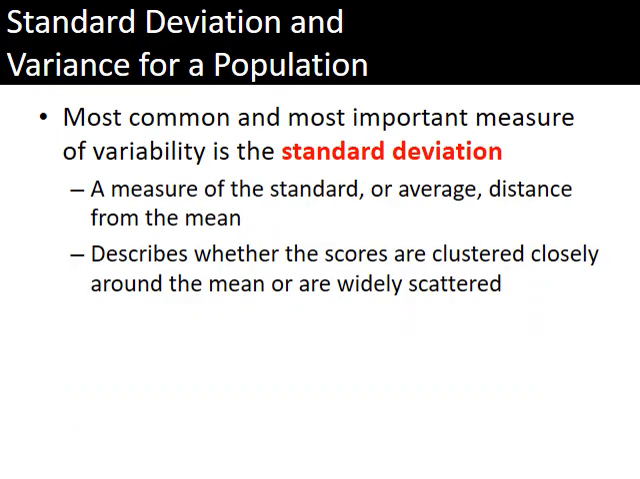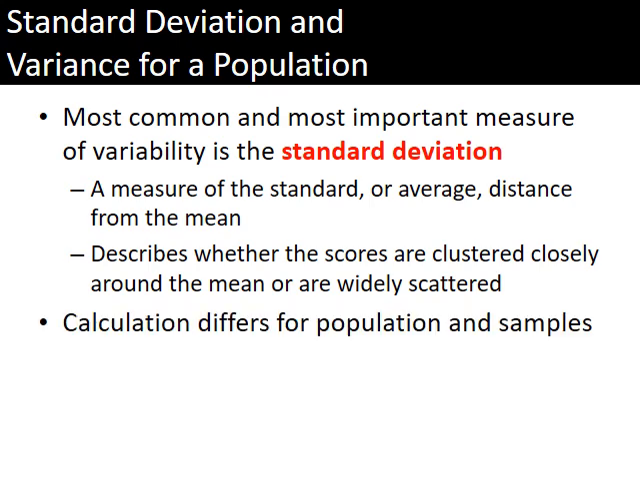The most common and important measure of variability is the standard deviation. So the standard deviation is a measure of the standard or average distance of any score from the mean. And it describes whether the scores are clustered closely around the mean or they're widely scattered. So it's simply an average variance, right? What is the average distance of any score from the mean?